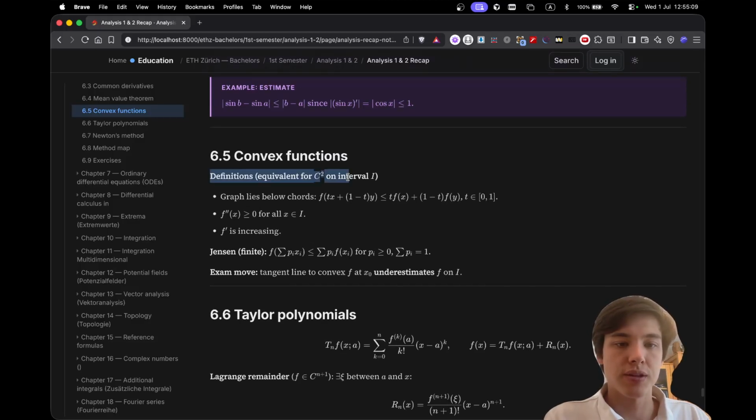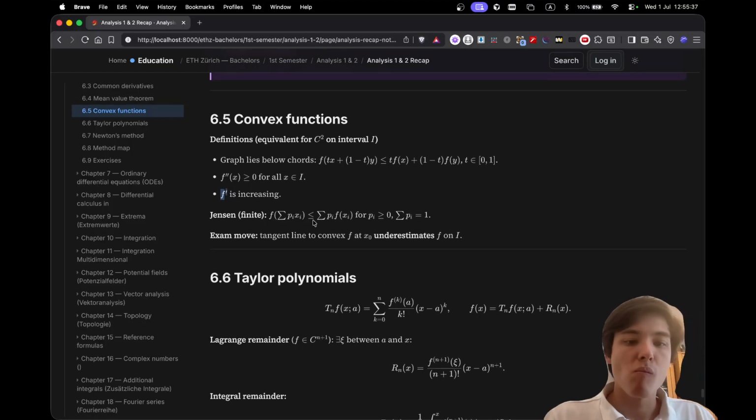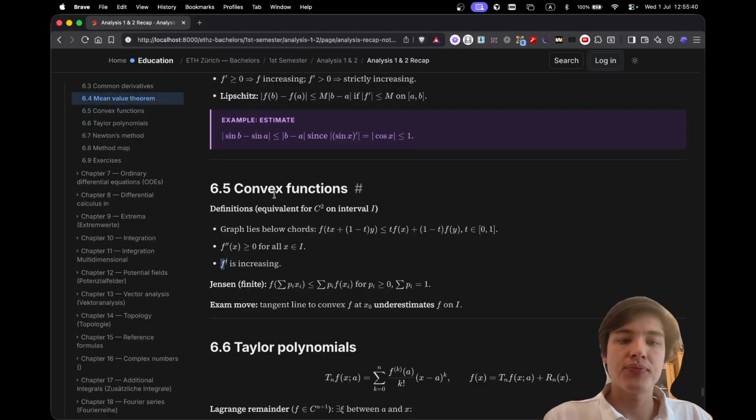Convex functions. The graph lies below chords. That means the second derivative is positive, which means the derivative is increasing. So something like this, convex. It falls slower and slower, it can fall, but it always falls slower and starts growing and growing. And the other way around also exists: convex and concave.